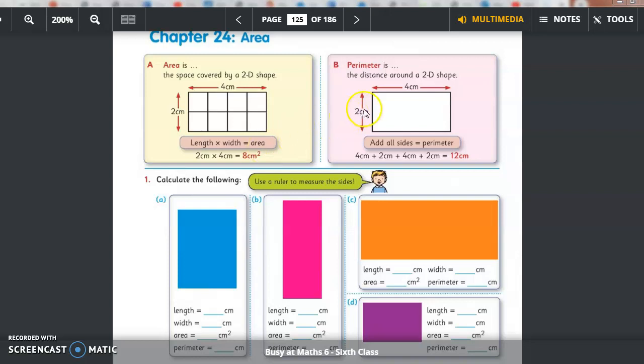Do not confuse this with perimeter. Perimeter is the distance around the 2D shape, so you add all the sides. So this would be 4 centimeters, then 2 centimeters, even though you can't see the 2, you know it's 2 because it's opposite or parallel to this line, plus another 4 centimeters plus these 2 centimeters gives you the perimeter.